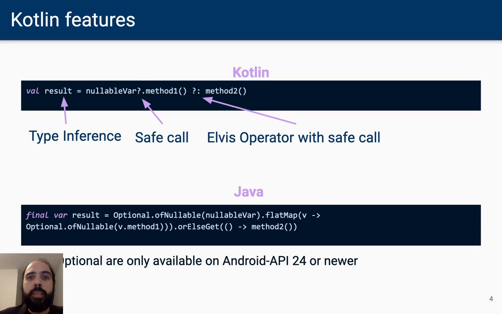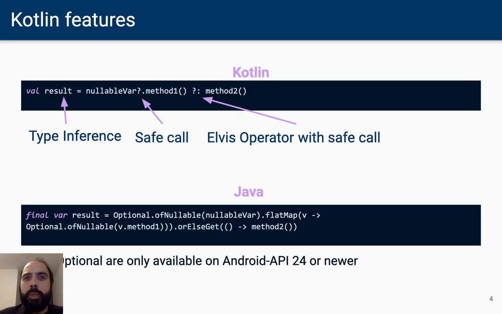Here in the Kotlin snippet, we have two different features in use: type inference and safe call. Due to the type inference, we do not need to declare the type of the variable result. This type will be inferred according to the next statement, which has a safe call. In this case, method 2 will be executed only if the nullable variable is null. Otherwise, method 1 will be executed, and according to this execution, the type of result will be inferred.